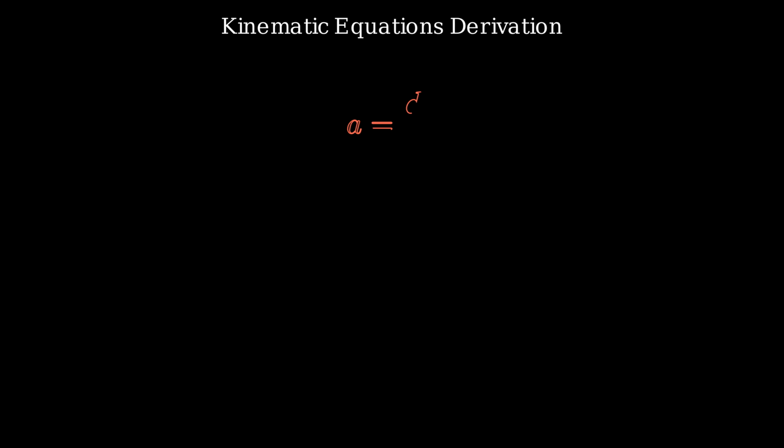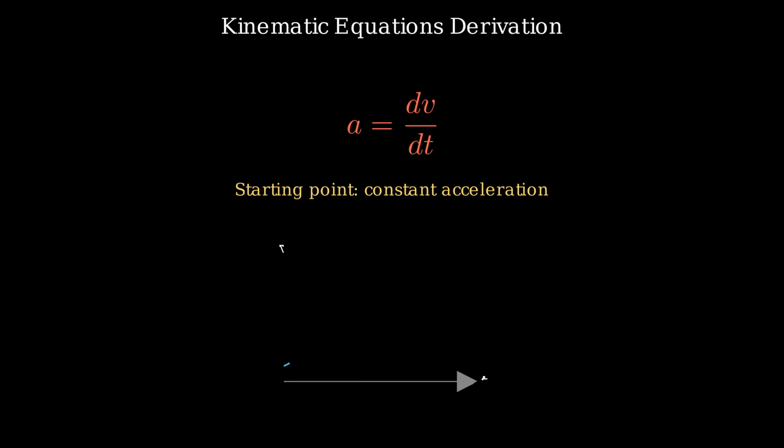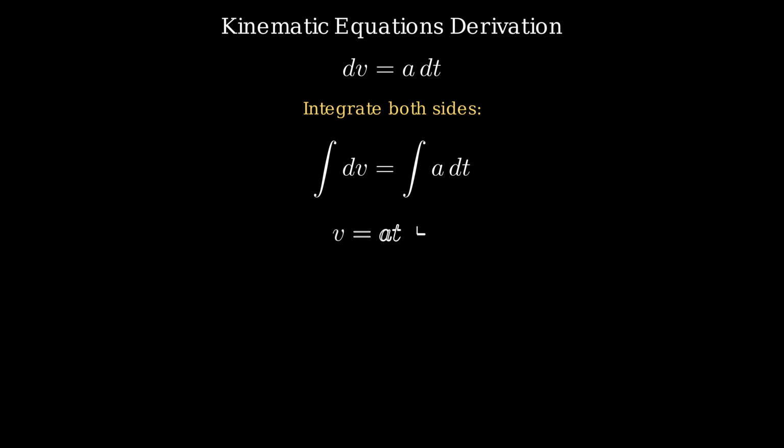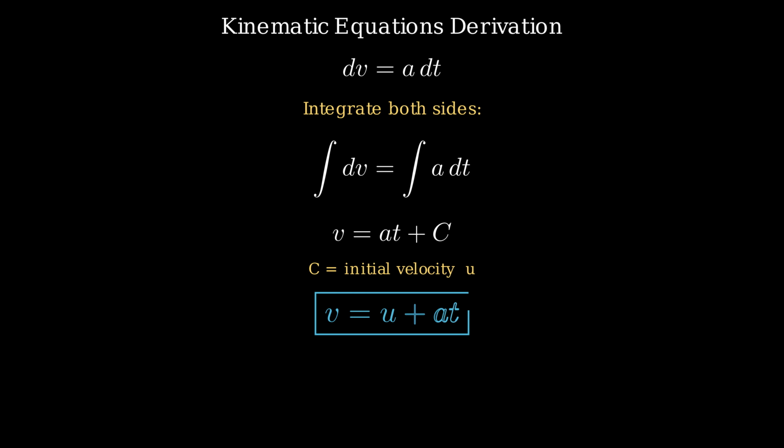All the kinematic equations for motion under constant acceleration come from one fundamental relationship. Acceleration is the derivative of velocity. From this definition, we can rearrange and integrate to find velocity as a function of time. If acceleration is constant, we get v equals u plus a times t.